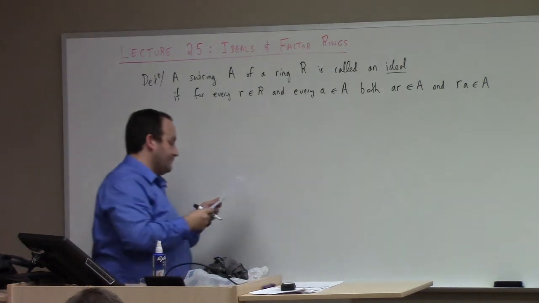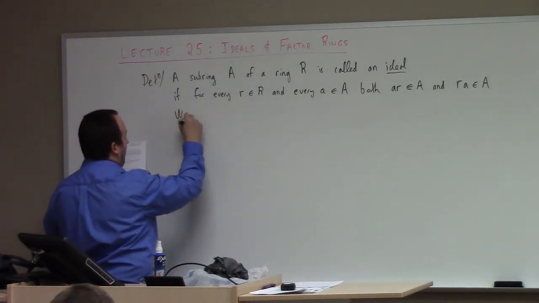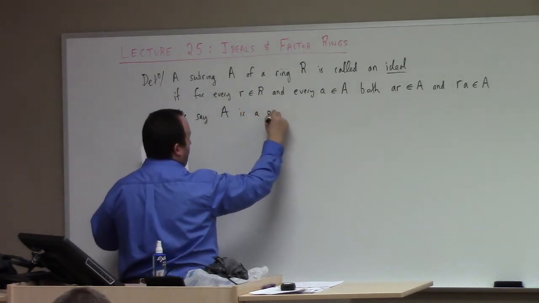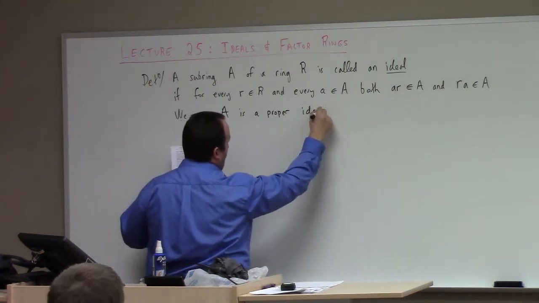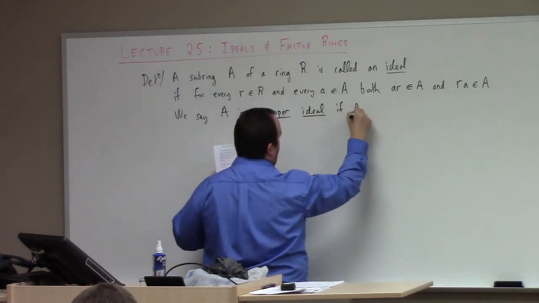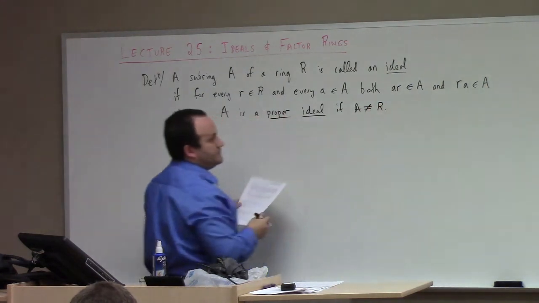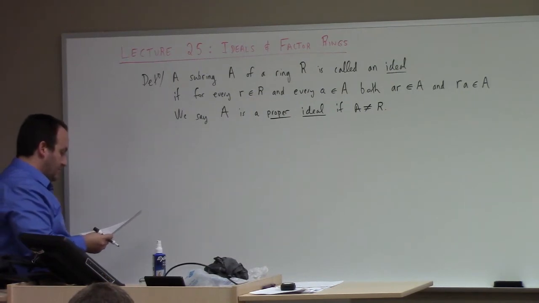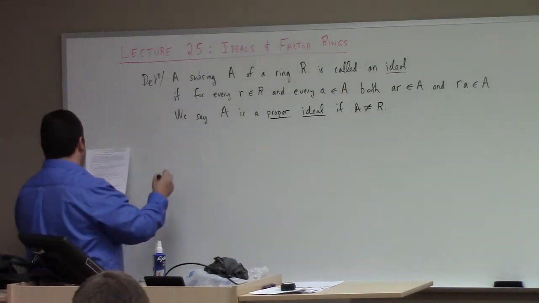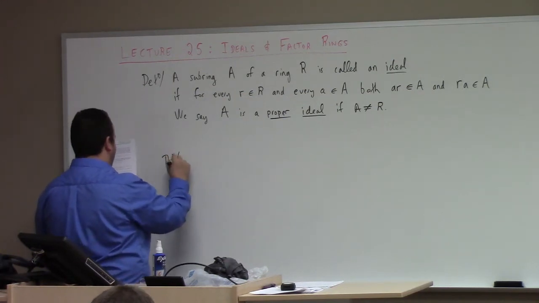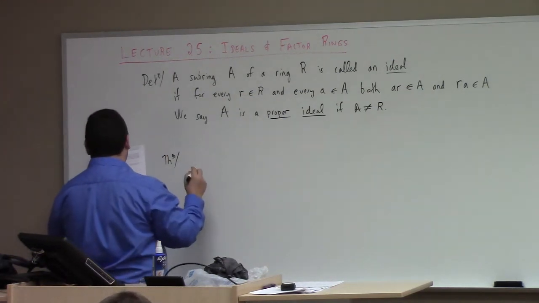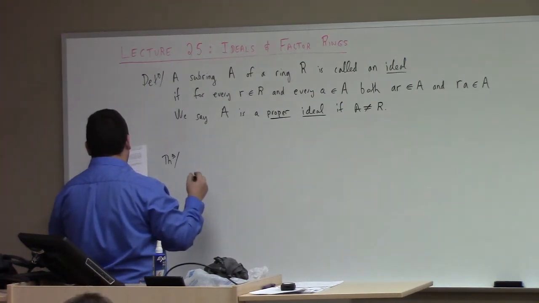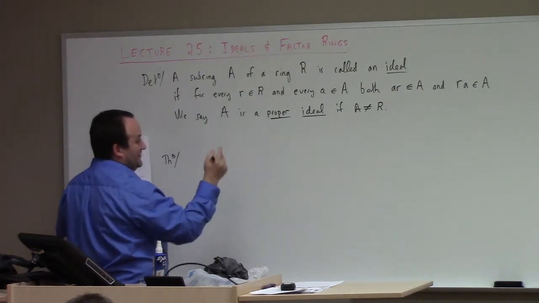We say A is a proper ideal if what? If A is not equal to R. All right, so theorem. Let's see here. If R was commutative, then we'd only have to check one of these, right?